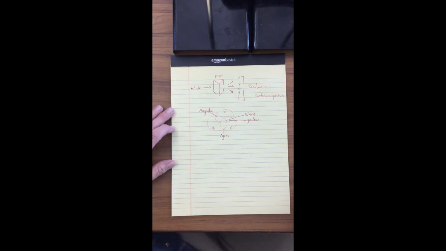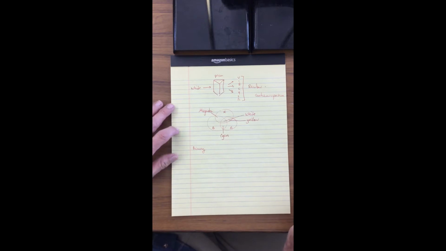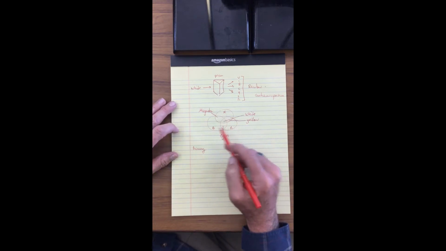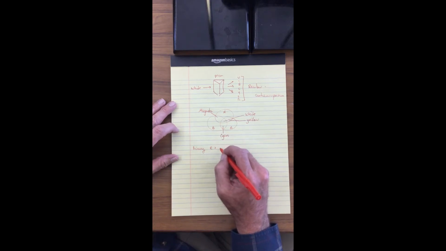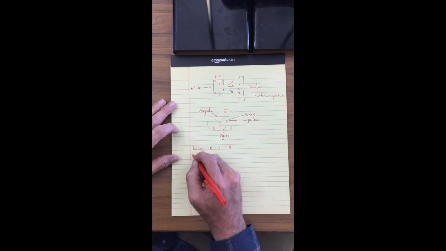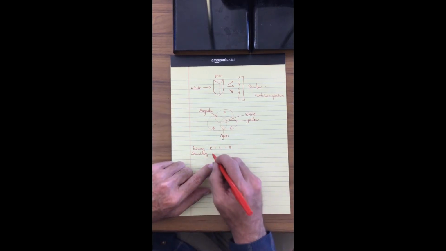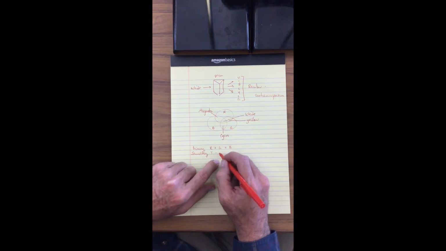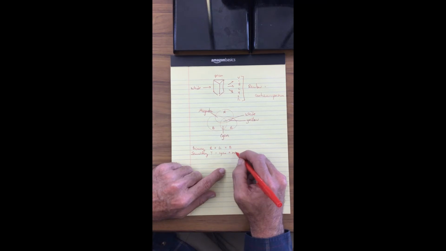So I want to indicate what the primary colors are and what the secondary colors are. Again, the primary colors of light are going to be red, green, and blue. Your secondary colors are going to be those indicated here. We're going to have yellow, cyan, and also magenta.